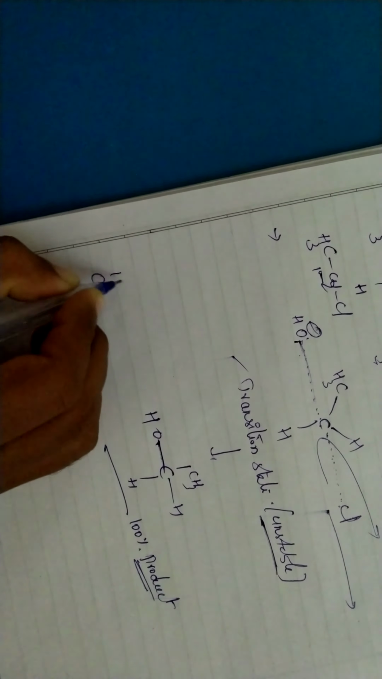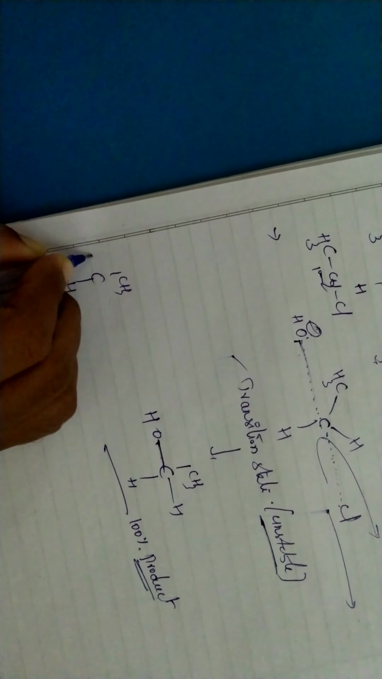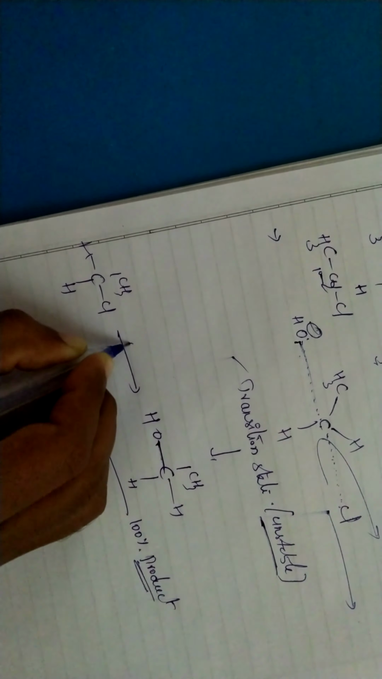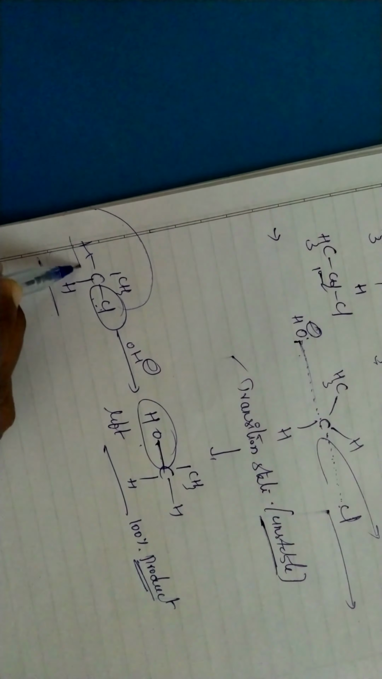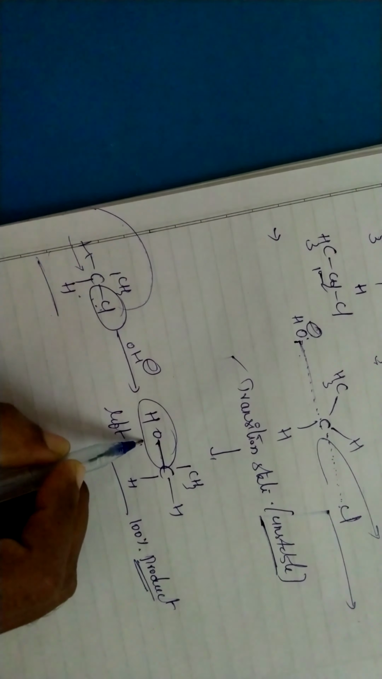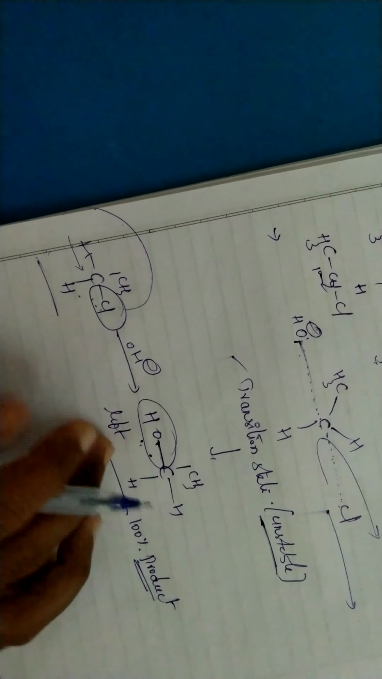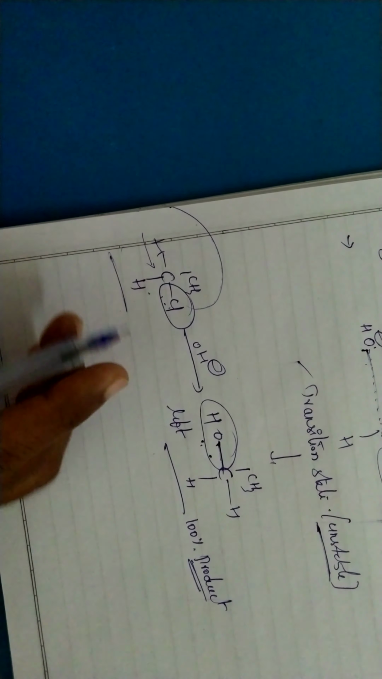If you observe here, I am writing again. The chlorine is present at the right side of the carbon in the reactant, but if you observe the OH, the incoming nucleophile is present at the left side of the carbon. That is exactly the opposite side of the chlorine. OH will come and attack the carbon. That means inversion of configuration takes place.